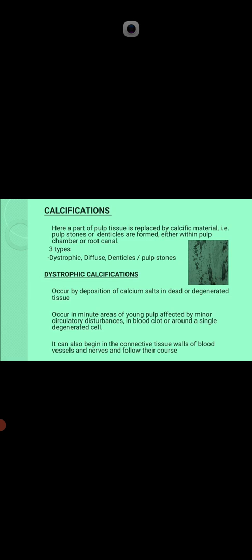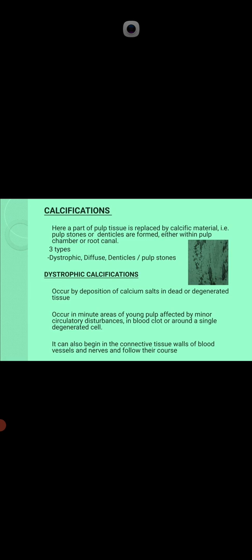It occurs in a minute area of young pulp affected by minor circulatory disturbances. If there is a minor circulatory disturbance in a young pulp, there will be death of that area. As a result there will be dystrophic calcification, meaning calcium salt will be deposited in that area. This dystrophic calcification can occur in a blood clot or around a single degenerated cell.